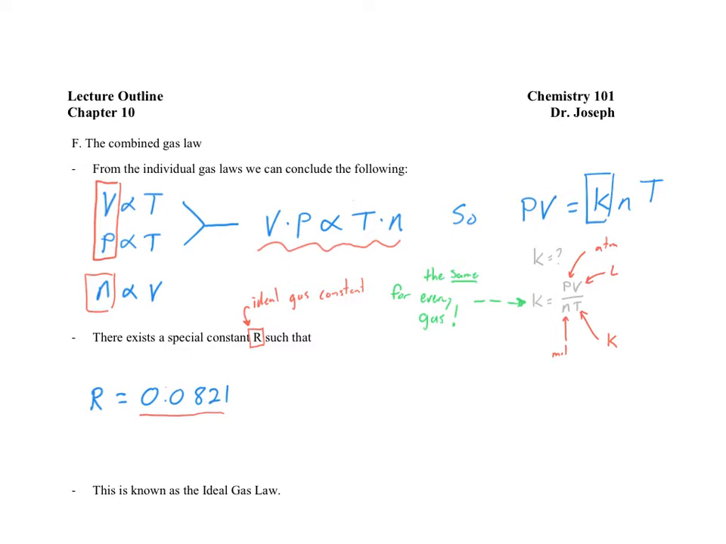We usually write the units like this: liters times atmospheres on the top, because we have pressure times volume, and then we're dividing that by moles times temperature, which is Kelvin. So it's moles times Kelvin. This is the ideal gas constant R. R is equal to 0.0821 liters times atmospheres divided by moles times Kelvin. We can put this into our equation and it would look like this.